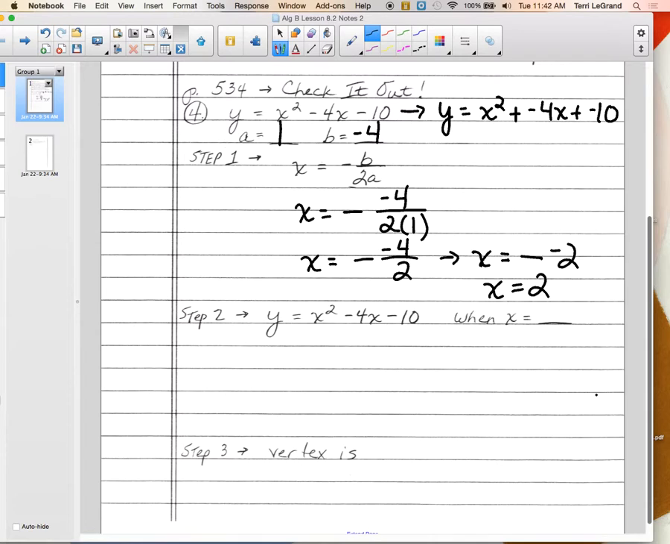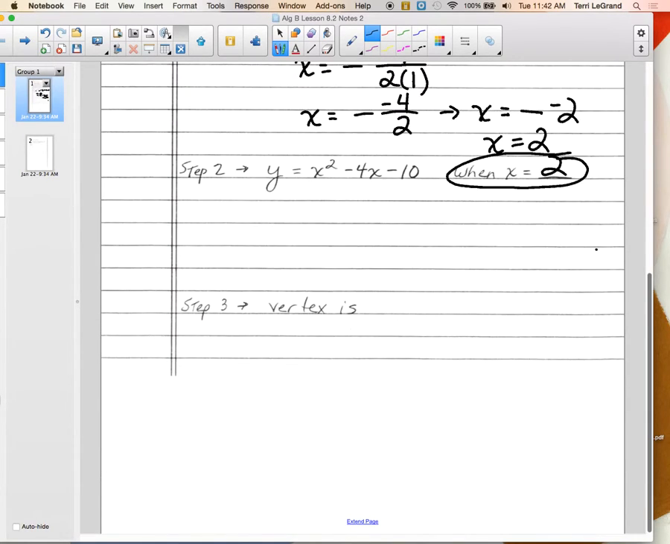So that means the vertex has to have an x value of what? 2. So we're going to do step 2, and we now know that x equals 2. We've just found that out. We know that the x value of our vertex is 2. Step 2 says, find the y value, now that you know the x value. So we're going to substitute 2 in wherever there's an x, just like we did when we were graphing and completing tables. We had to substitute the given x value in.